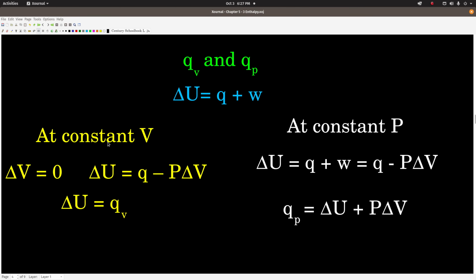If it's constant volume, delta V is 0, what I was just showing you. Because delta U is equal to Q plus W, and remember W is equal to negative P delta V, delta V is 0, this goes away, and the change in internal energy, delta U, of that system is equal to Q sub V. It's best probably to look at it the other way.